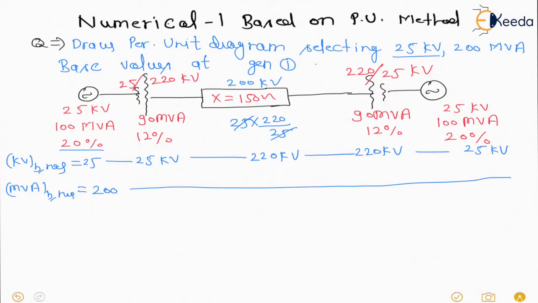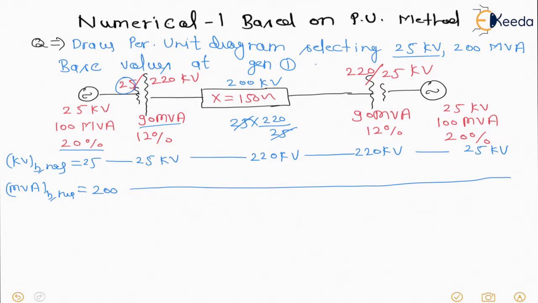So these are the new base voltages and new base MVAs. The 20% that has been given for the first generator means that on the base of 25 kV, 100 MVA, the per unit value is 20%. Similarly, for the transformer on the LV side, on the base of 25 kV and 90 MVA, it was 12%. We have to calculate the per unit value for the transmission line, the transformers and the generators. So we will take all the information and solve this question.